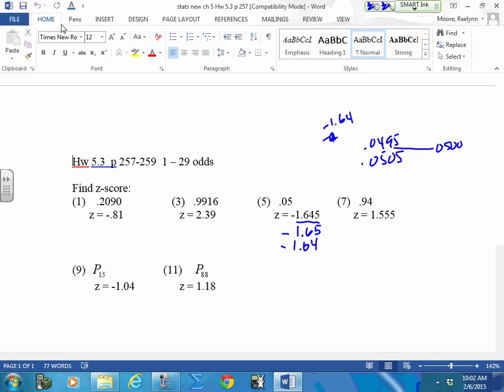Number 5. It took the negative 1.64 and it took the negative 1.65 and said it's halfway in between. This one, if you looked at your table, is halfway in between. If you look at your calculator, you don't realize that it's halfway in between until you see that 5 at the end. And if you did it as this one, that's fine.